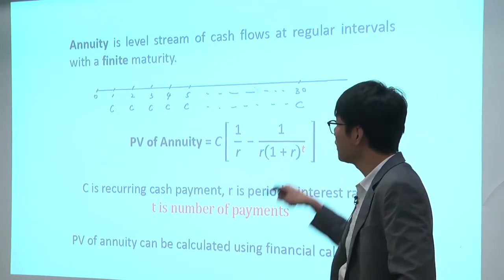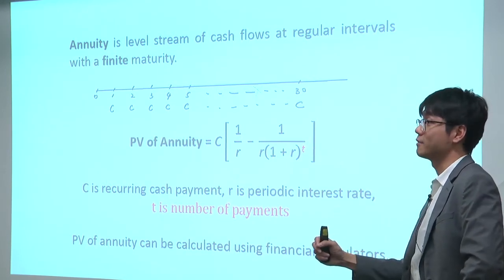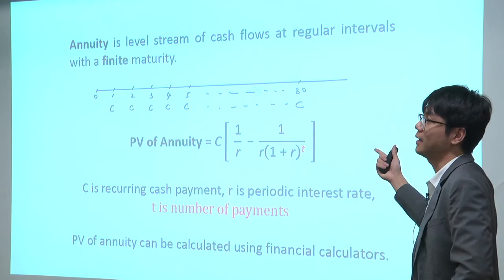Okay? So calculating the present value of the annuity is basically calculating the price, or the present value, right? The value of this annuity today. Okay? All right.